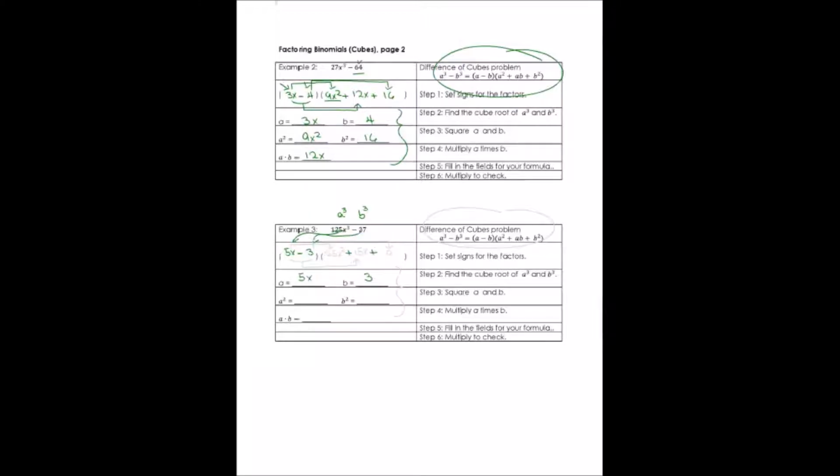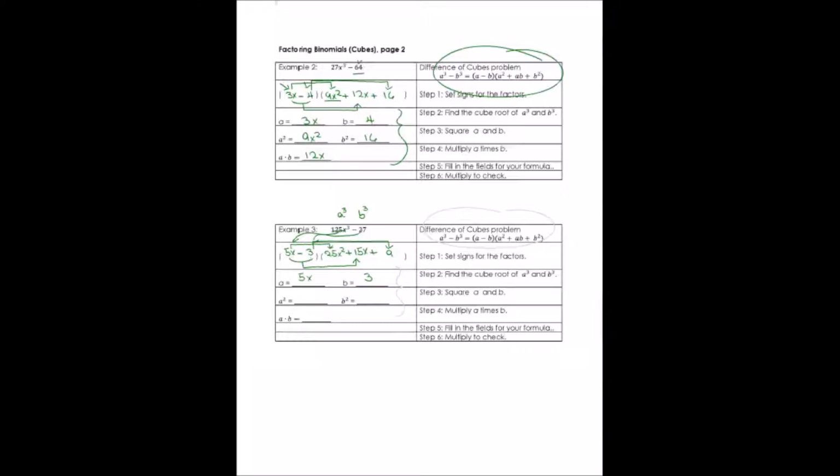I'm going to take these, square this one to come up with my first trinomial term. 5x times 5x is 25x squared. I'll take this one right here, the second term, and I'll square it to come up with my third trinomial term. 3 times 3 is 9. I multiply them together to come up with my middle trinomial term. 5x times 3 is 15x. And that's really correctly factored.